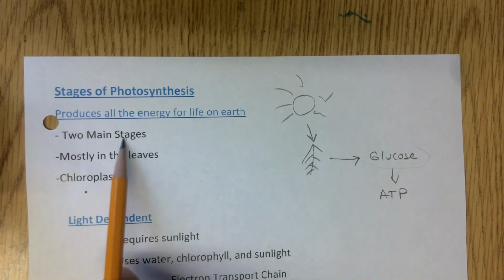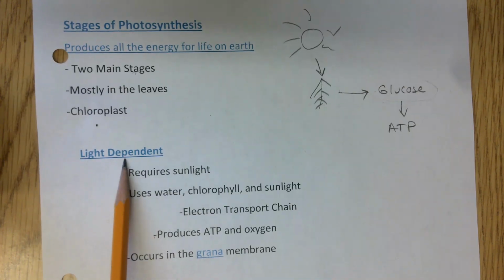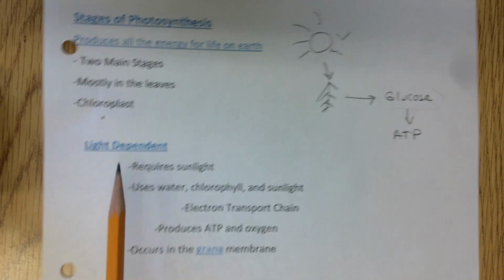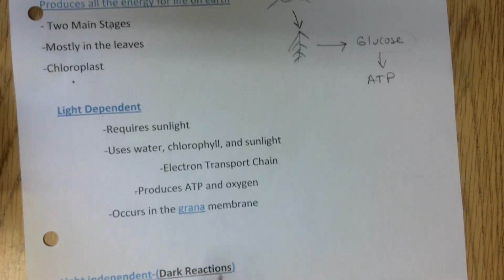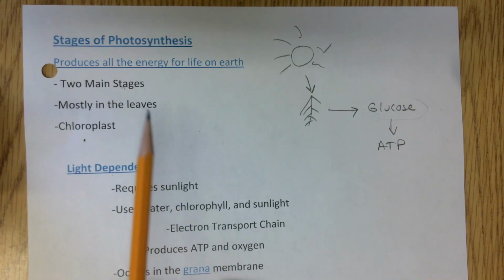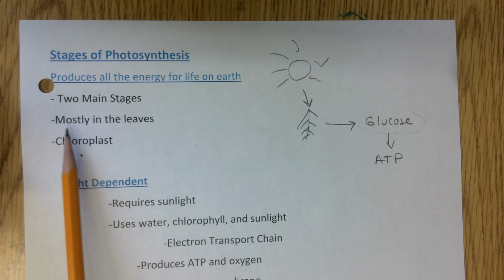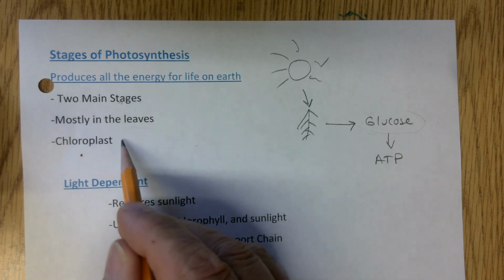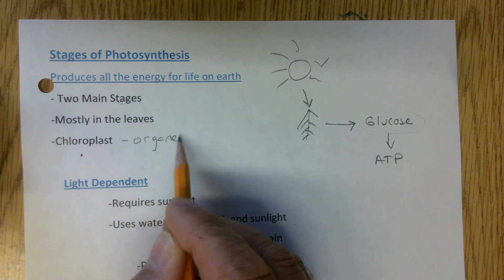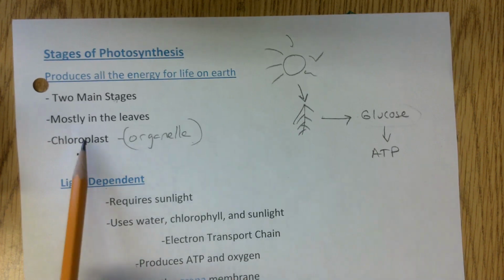It has two stages. We're going to look at these in a minute, but one is called the light dependent, which means that it needs light. Then the other one is light independent or dark reactions. We'll go into more detail on those in a minute. So two main stages. And in plants, you'll find this process occurring mostly in leaves, not the stem very often. It can occur in the root because they're under the ground for most plants. And the organelle that completes this process, or helps complete this process, is the chloroplast.